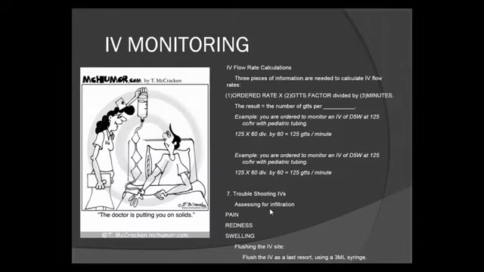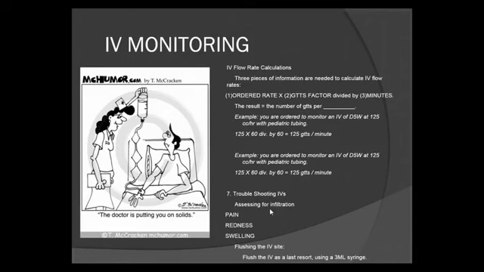IV flow rate calculations. In order to perform a calculation, you have to have three pieces of information: the ordered rate, the drop factor of the tubing, and the minutes over which the medication will be administered. The result will be the number of drops per minute.